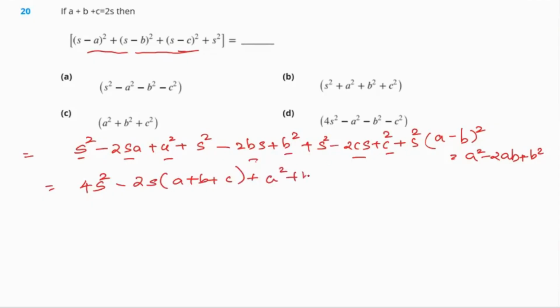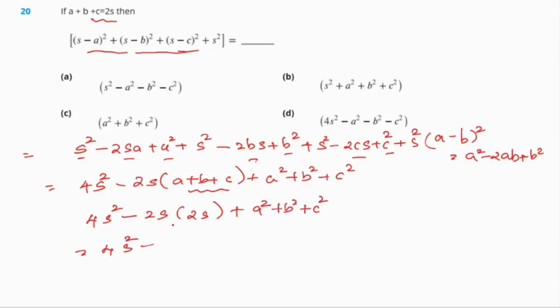A square plus B square plus C square. So A plus B plus C, it is given in the question, the value of A plus B plus C is 2S. So we can substitute the value here, minus 2S into 2S plus A square plus B square plus C square. Which is equal to 4S square minus 2S into 2S. This will become 2 into 2, 4, S into S, S square. So 4S square plus A square plus B square plus C square.